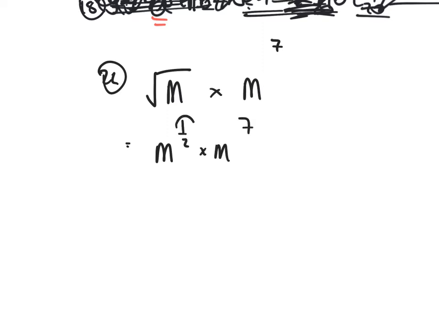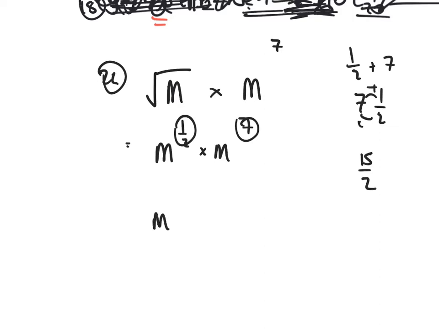Example 24. The square root of m multiplied by m to the 7. So that's m to the 1/2 multiplied by m to the 7. We're going to add the powers. 1/2 plus 7 is 7.5. I can then write that as 15 halves. Bring it back in, m to the 15 halves.